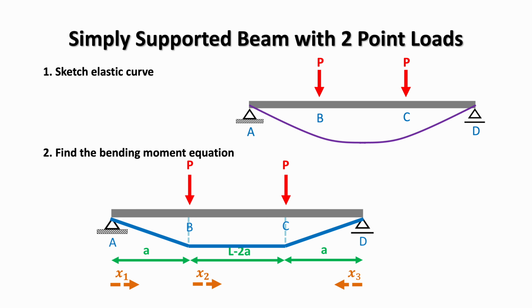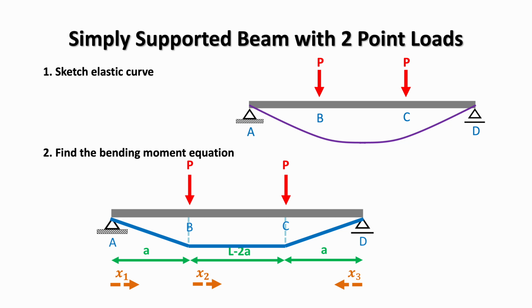First, we sketch the expected elastic curve of the beam. Because the beam is simply supported, the vertical deflection is 0 at supports A and D. The loading is symmetric, so the elastic curve is also symmetric, with a maximum deflection occurring at midspan between the 2 point loads. Next, we determine the bending moment distribution along the beam.